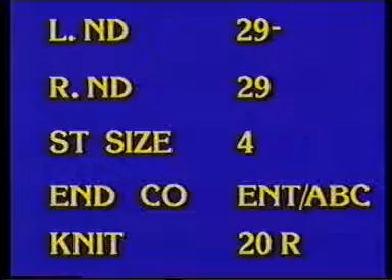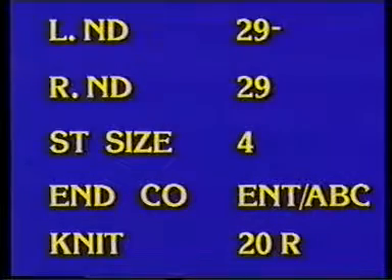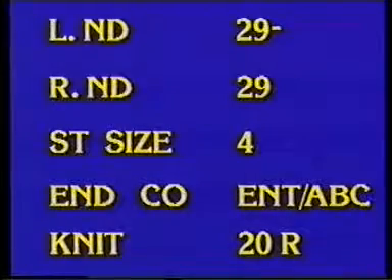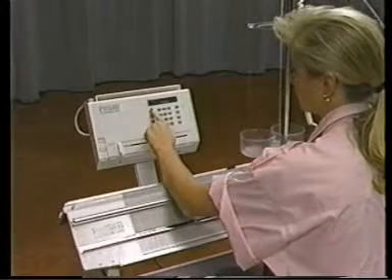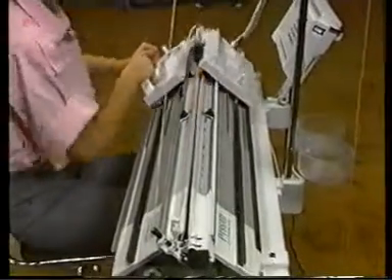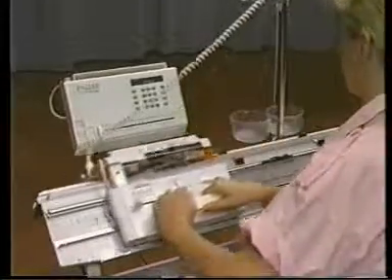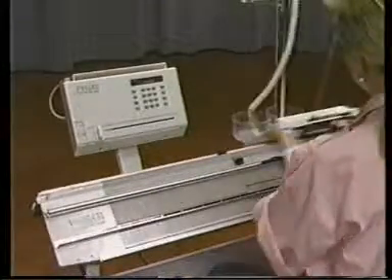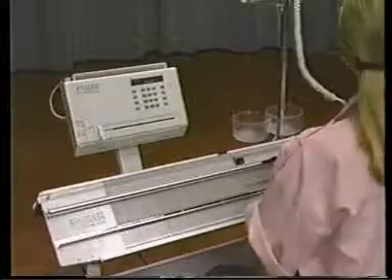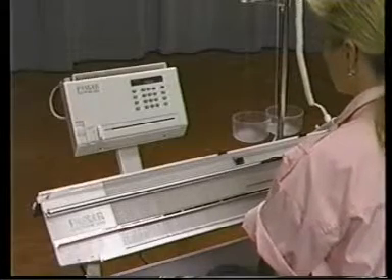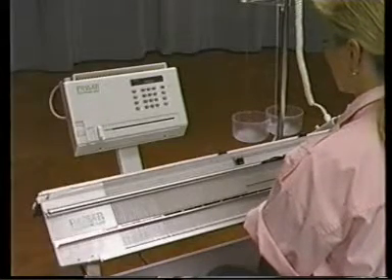Follow computer information. Knit 20 rows when ready. After the 20 rows are knit, return to the video. Press ABC. Continue on to pattern B. The needle diagram is the same. The stitch size remains on 4. Knit 124 rows when ready. When pattern B is complete, return to the video for information about pattern C.